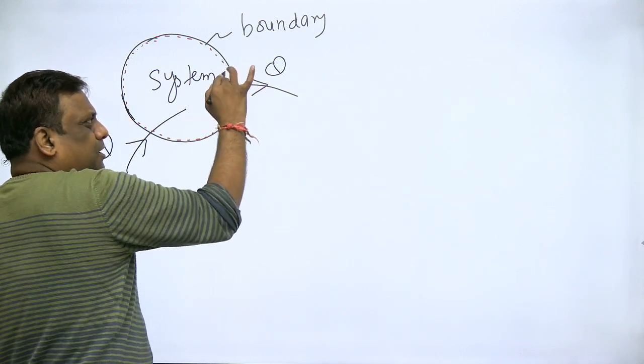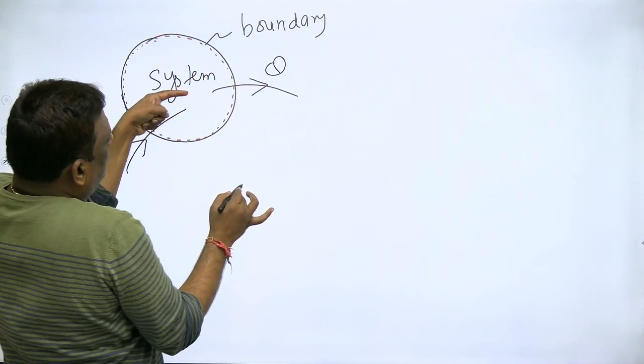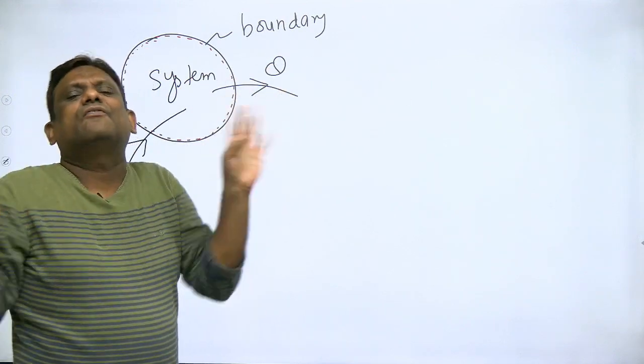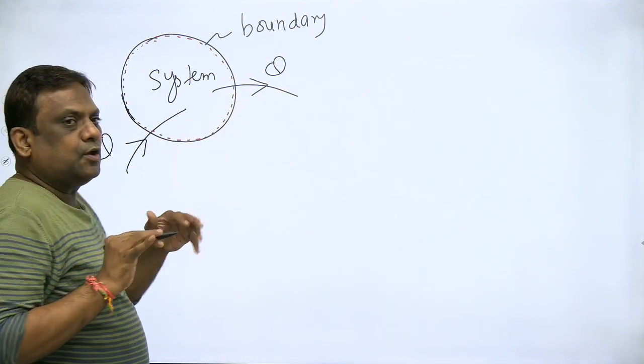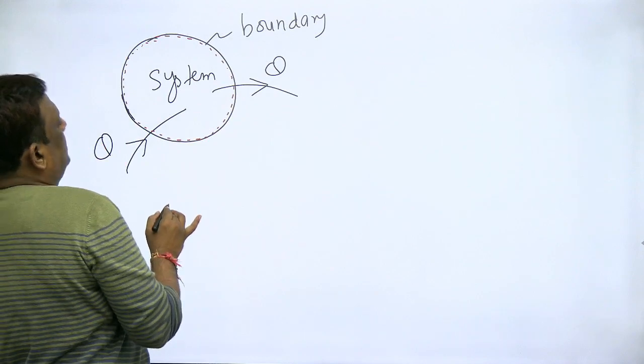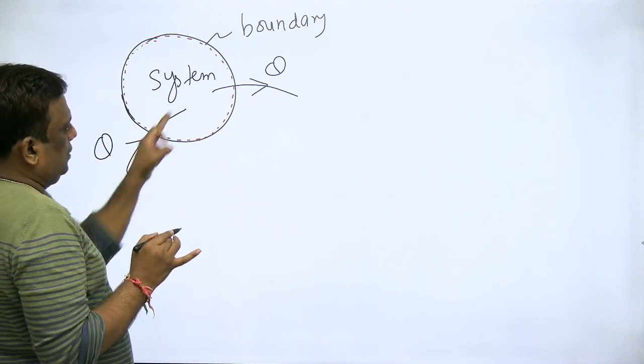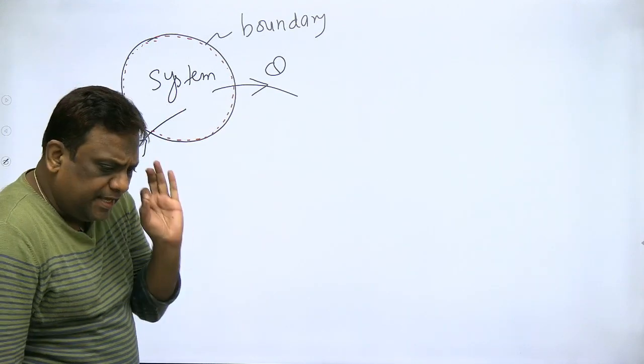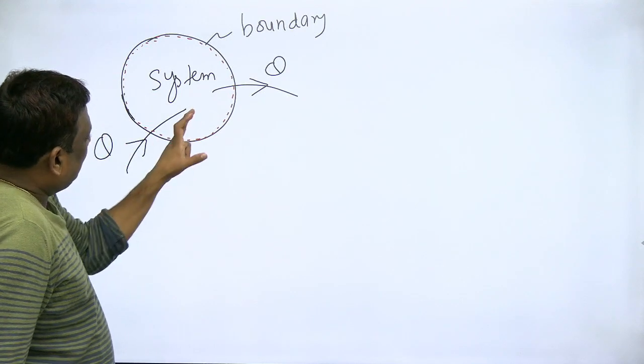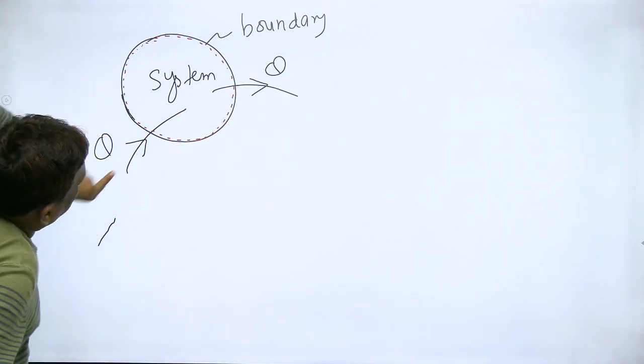Look, what do you mean by crossing the boundary? It means leaving this boundary and going outside. That is the meaning of crossing. See, when you are supplying heat from outside, it is entering. That is the meaning of crossing the boundary. So please note that. When heat is supplied from the surroundings, it is entering the system.